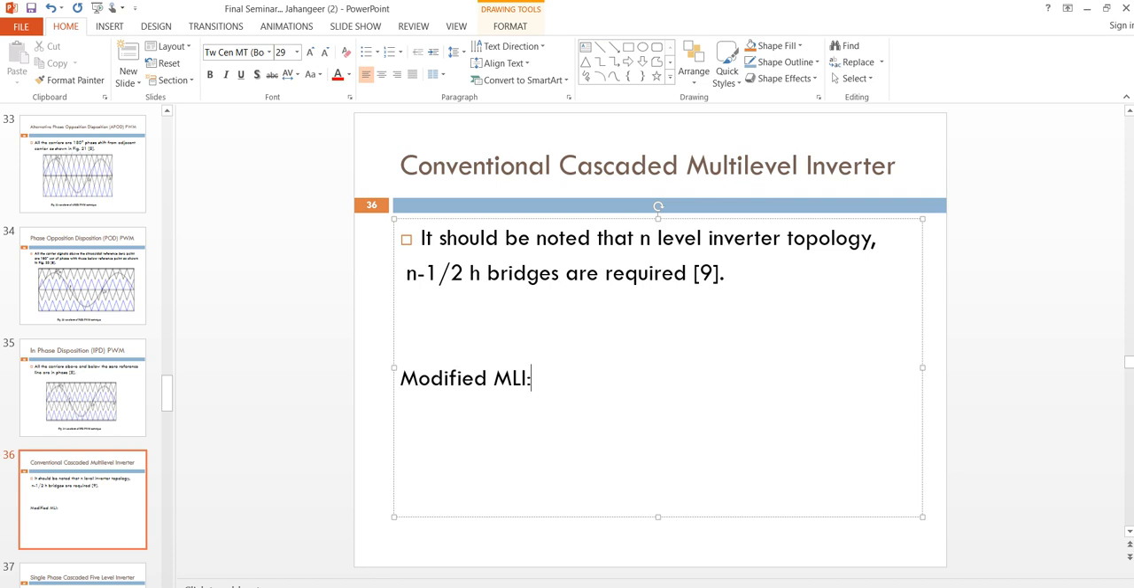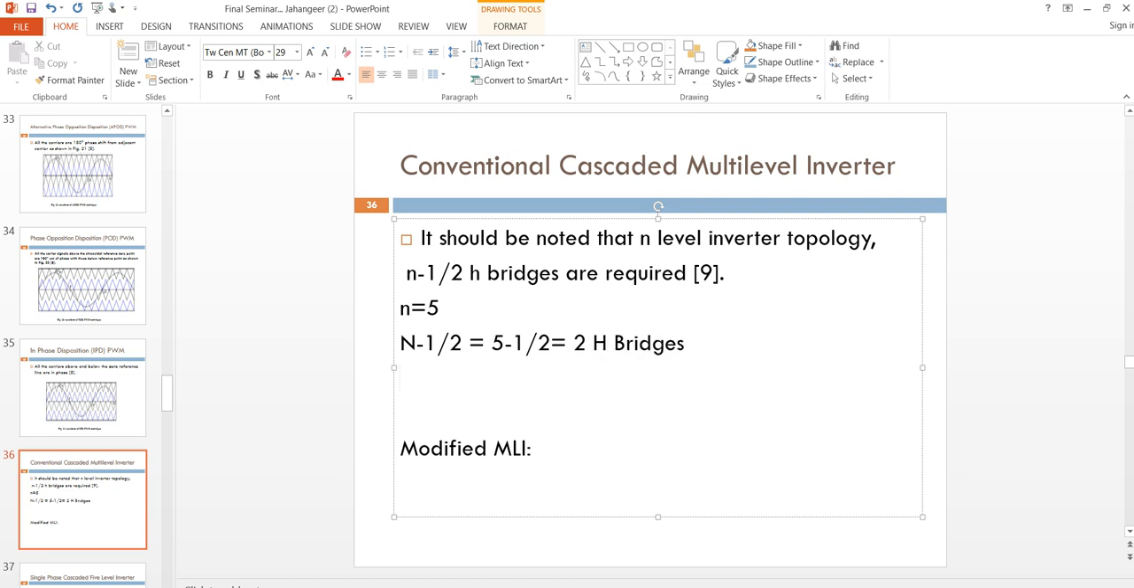MLI, multi-level inverters. In conventional, this formula is very important: for n levels you require (n minus 1) over 2 H bridges. Suppose n is 5, which means you want a 5-level multi-level inverter. So you require (5 minus 1) divided by 2, which is equal to 2. So you require 2 H bridges.